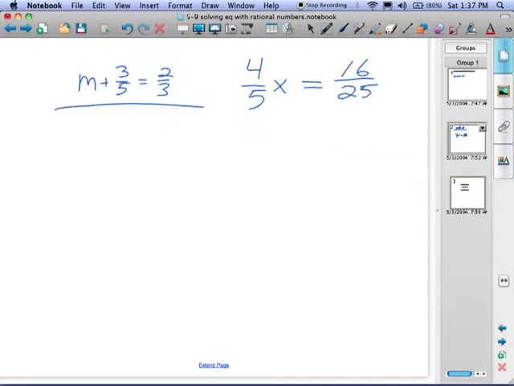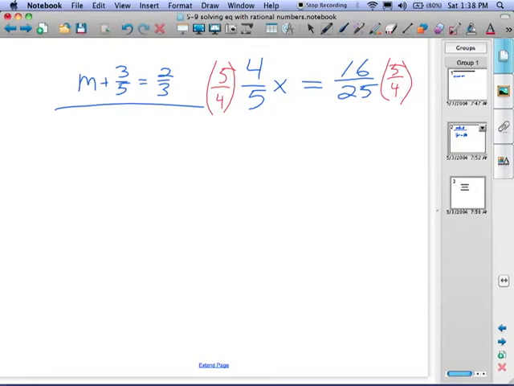4/5 x equals 16 over 25. I want you to be able to see something in this equation. In order to solve this equation, if it was 4 times x, we would divide both sides by 4. If it was x divided by 5, we would multiply both sides by 5 to solve this equation. In fact, you're going to do both of them at the same time. We are going to multiply the entire equation by the reciprocal of the fraction that multiplies the x.